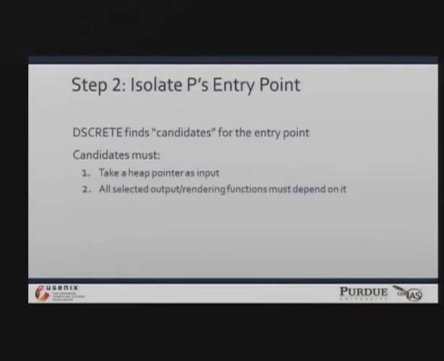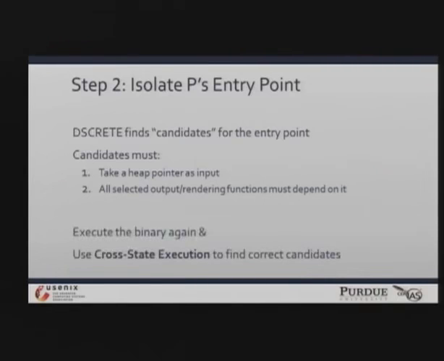So the idea here is that by changing the data structure pointer handled at P's entry point, we can change the output produced later on down by the P function. So to do this, DSCRETE is going to look at that program slice and it's going to identify a number of candidates for the entry point. And then it's going to test these candidates in a process that we call cross-state execution.